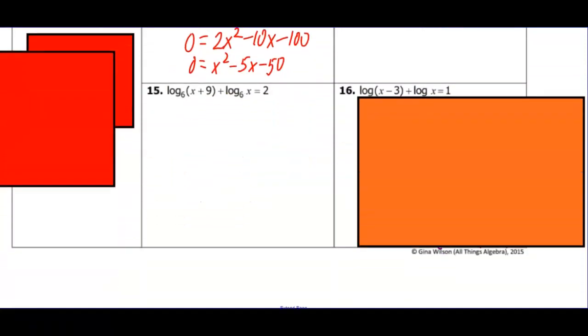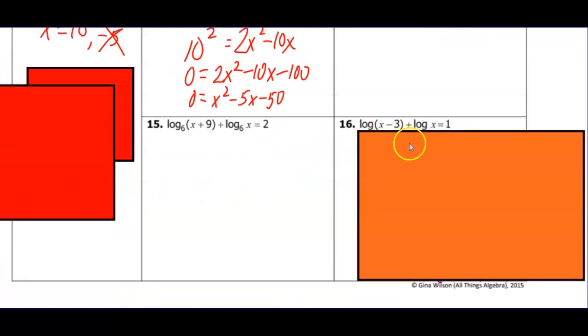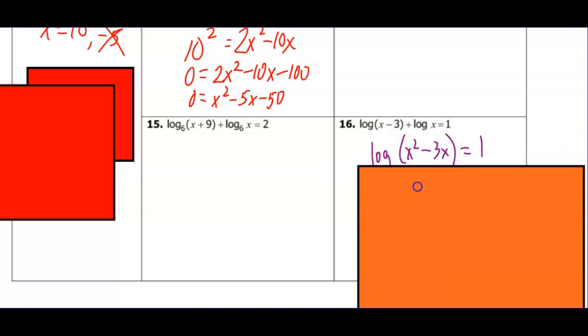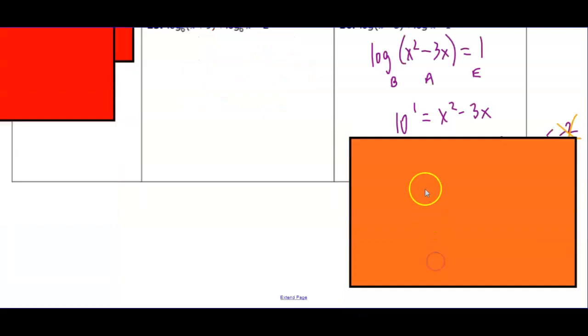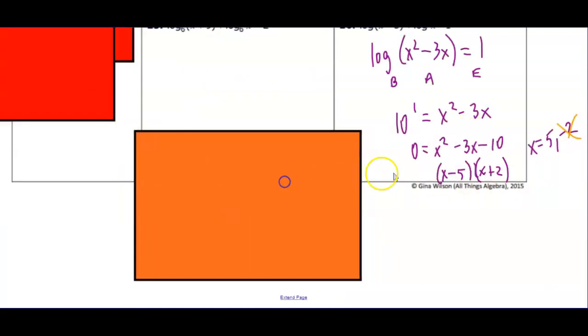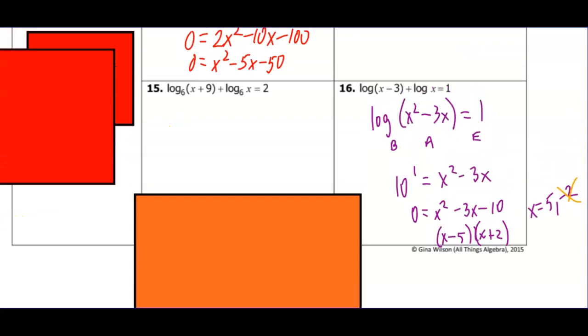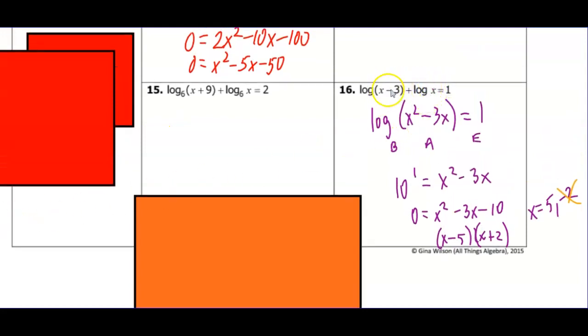All right, and number 16, the last one we need to do here. So I have a pair of logs on the left side. That's going to give me a product again. It's log base 10, so 10 to the first. So if I subtract the 10 to make a 0, I'm going to have x squared minus 3x minus 10. It factors into minus 5 and plus 2. Answers are positive 5 and negative 2, but the negative 2 creates a problem with both logs. Neither one of those comes out positive if we use negative 2. So just check it at the end, and you should be good there.